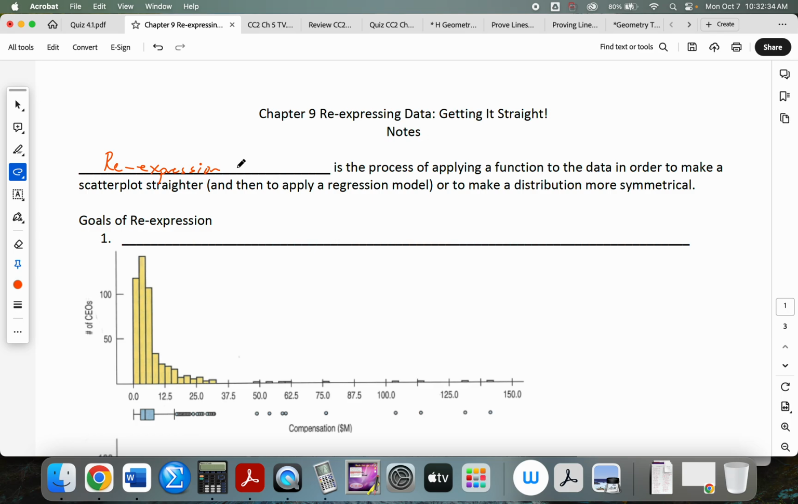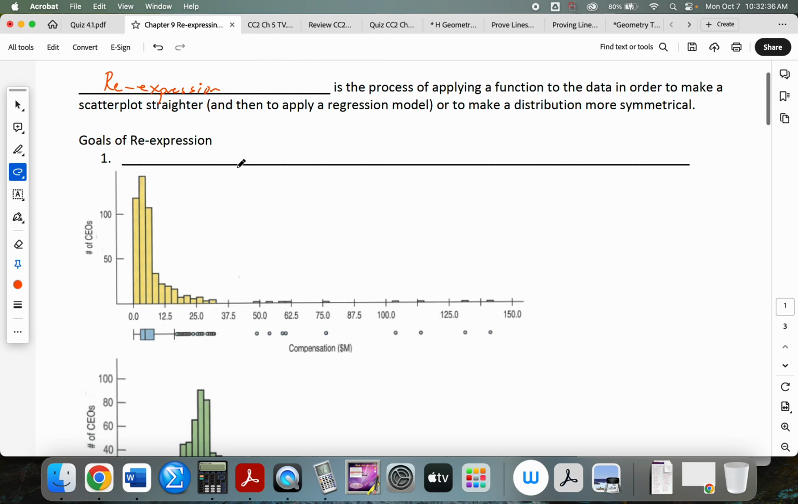So the two goals of re-expression, one of them is if you have a histogram that looks like this, could we apply a normal model to this? No, there are outliers aplenty, right? So you're like, okay, I don't know anything about this then if I can't apply a normal model to it. So one of the goals is to make the distribution of data more symmetric.